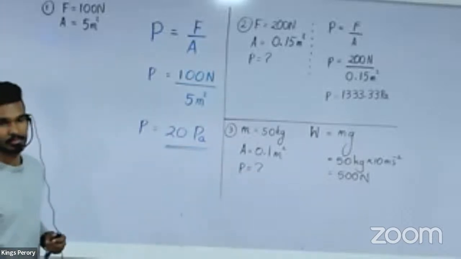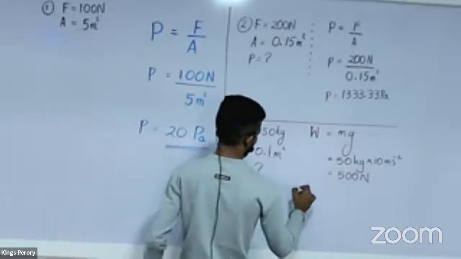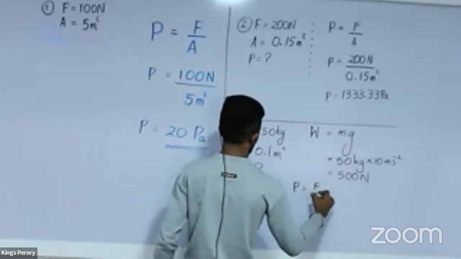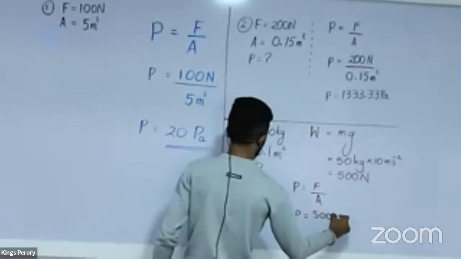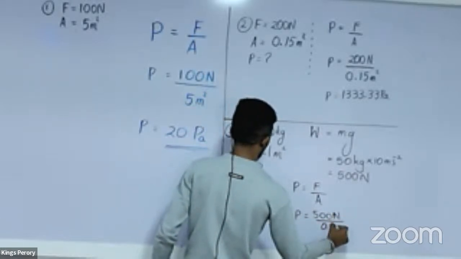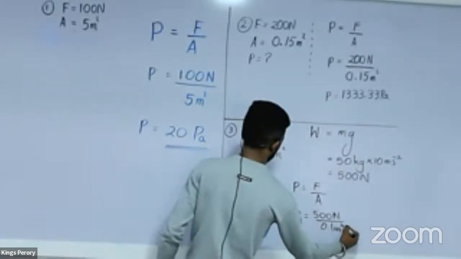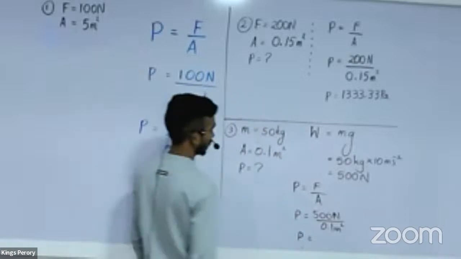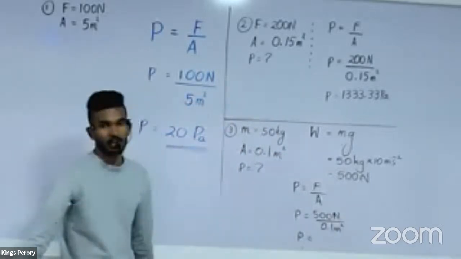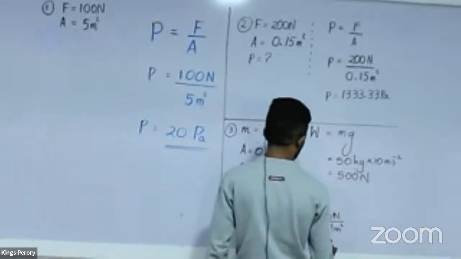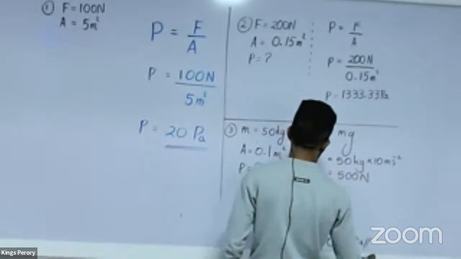Find pressure. Nothing big. Pressure equals force over area. Force is 500 Newton, area 0.1 meter squared. What's the pressure? 500 divided by 0.1. Jump a decimal. How much? 5,000. 5,000 Pascal. That's your answer.